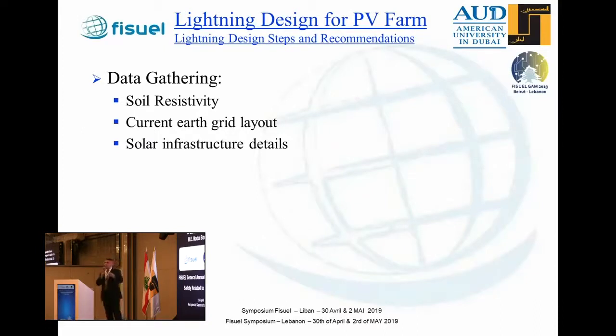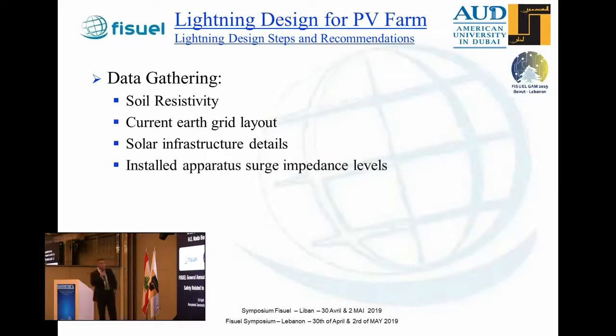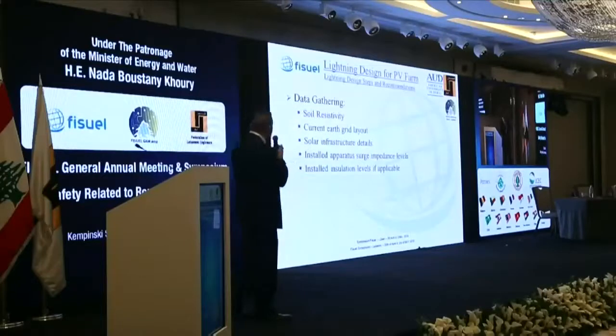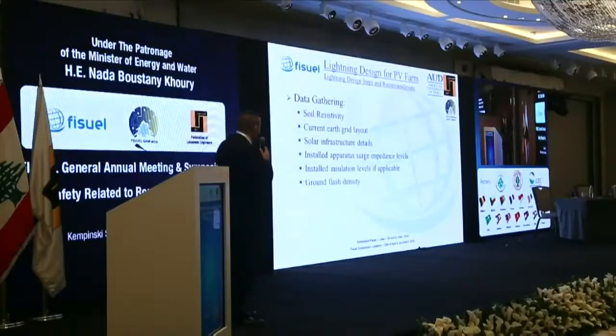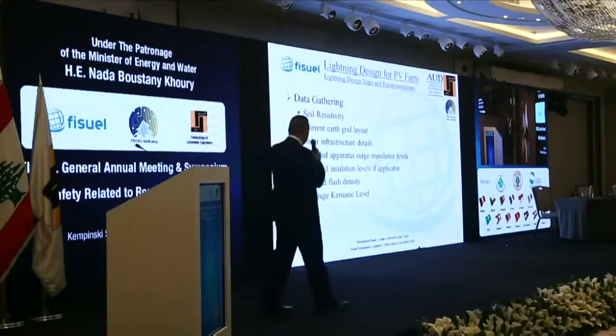Am I protecting one on top of a house? Am I protecting one element with axis tracking? Or am I protecting a solar farm? The height and the width of it, the installed apparatus surge impedance level. So I have an already existing system, or I have the design. Someone, as the lightning designer, will provide me with a single line diagram with the electric design. I need to know all this information: the installed insulation level, ground flash density, and finally the keraunic level.